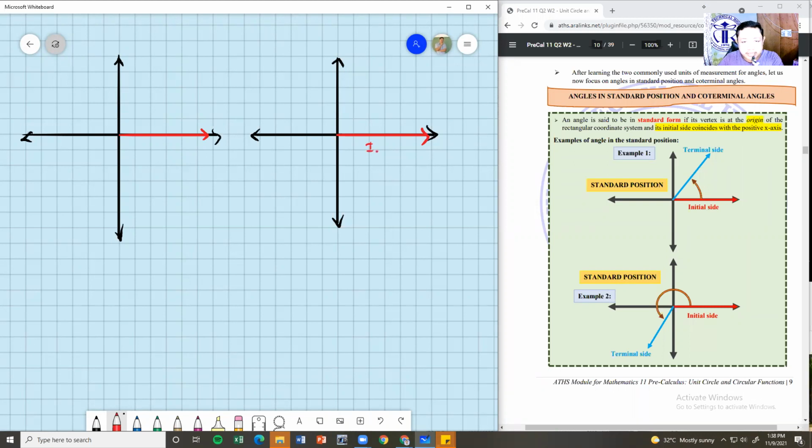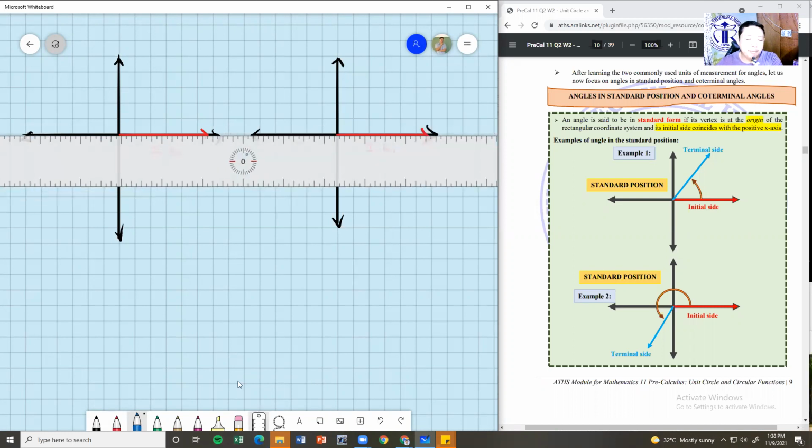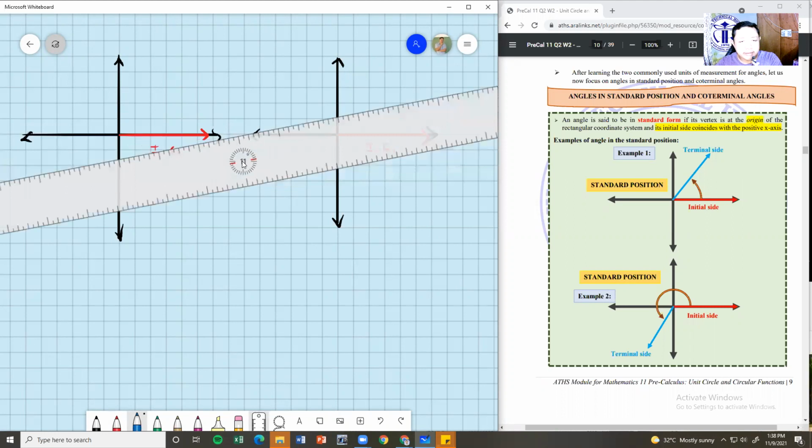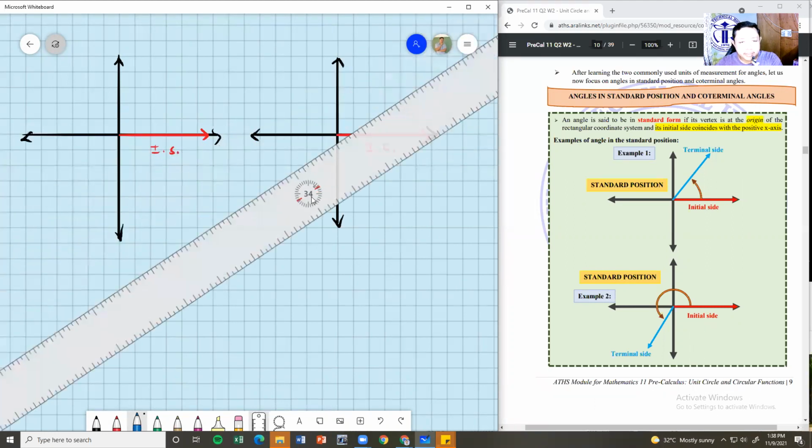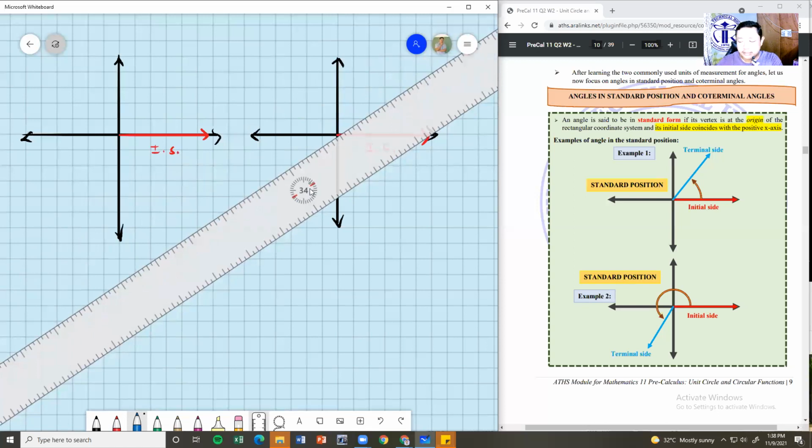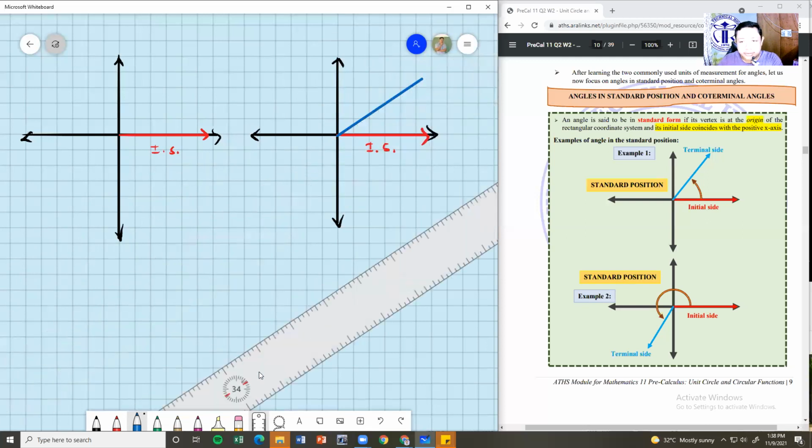So let it be the initial side, IS meaning initial side. Okay. And then we have here another line. If we have our initial side, we must also have the terminal side. The terminal meaning that's the end, the other side of your angle. So if this is the case, let that be our terminal side, TS.